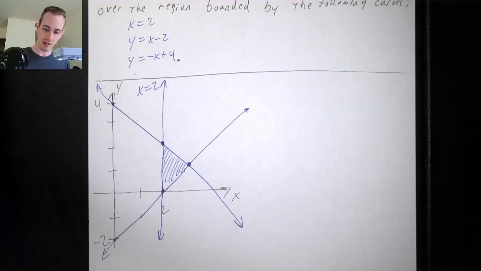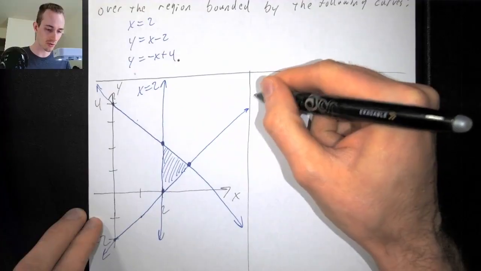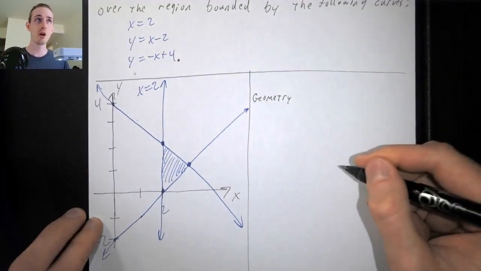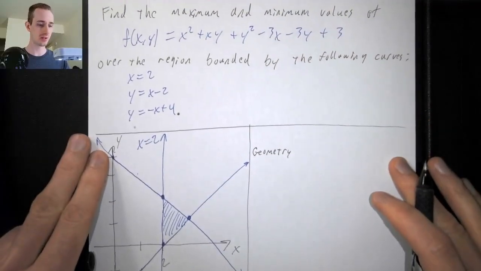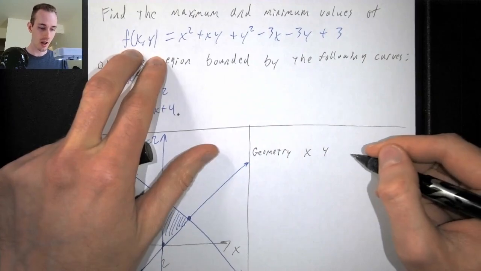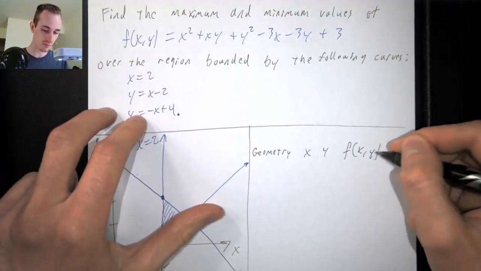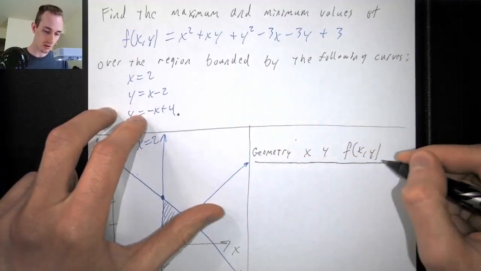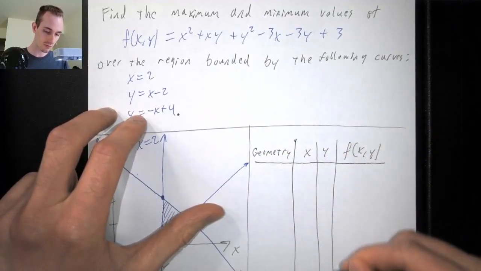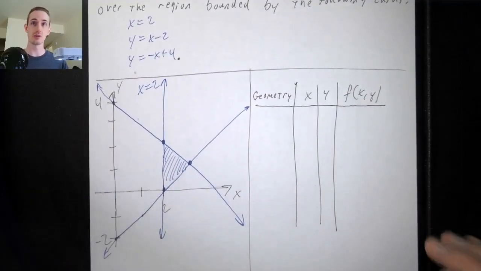So let's draw the same table as before. Let's say I draw a boundary here. We'll want a geometry column to label where each point came from. We need columns for the inputs, in this case x and y. We only had x before, so x and y. And then we need a column for the output, which is f of x and y. So we'll do something like this. There we go.